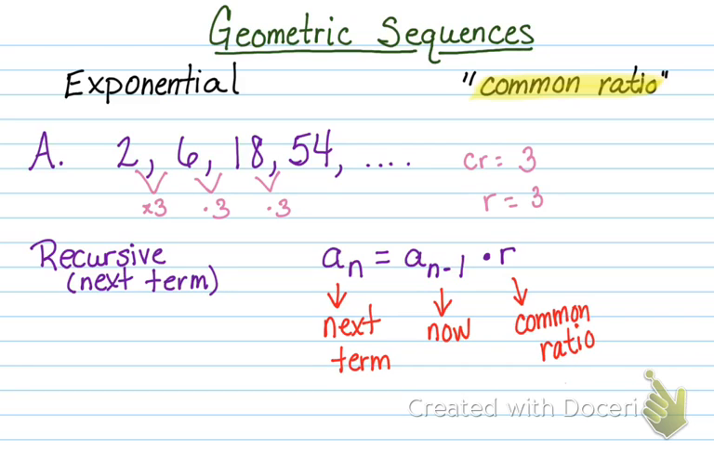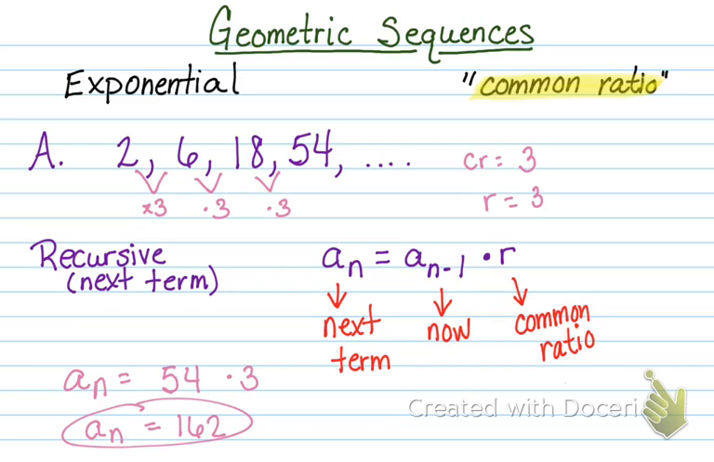So for this one, if we're looking for the next term, we keep it as a sub n, because it's just the next one. And what we know now, the last one that we know, is 54. And then we're multiplying times our common ratio of 3. Use a calculator if you need to. This, when you multiply it out, gives you 162. So your next value is 162.